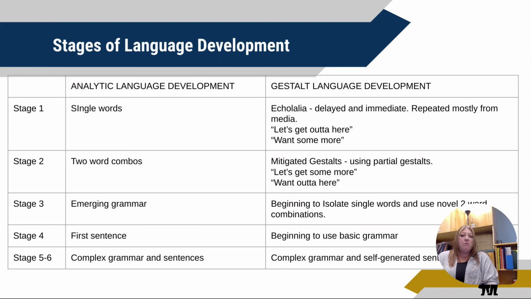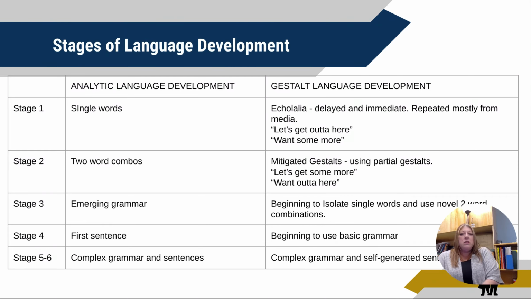It's kind of similar to when you learn a phrase in a different language. So you can say the phrase and you know the intonation pattern, but you might not necessarily know each individual word or what each individual word means, but you know what the entire phrase means. That's very similar to how Gestalt language processors learn language.